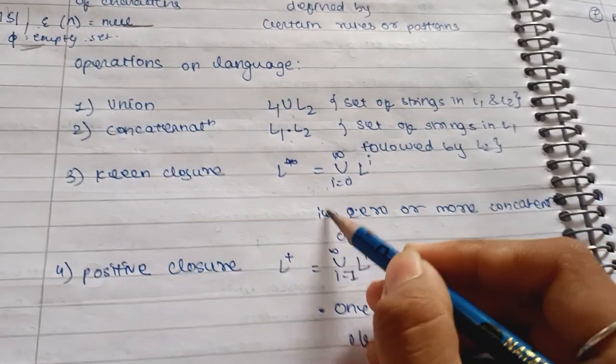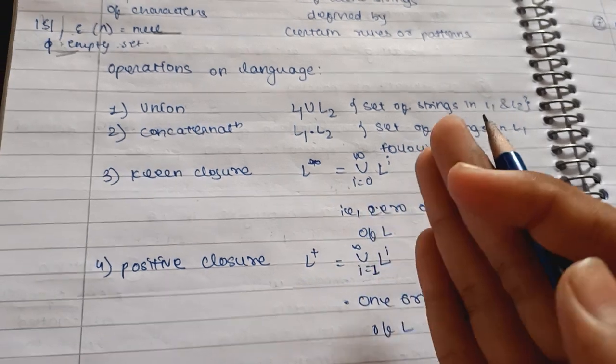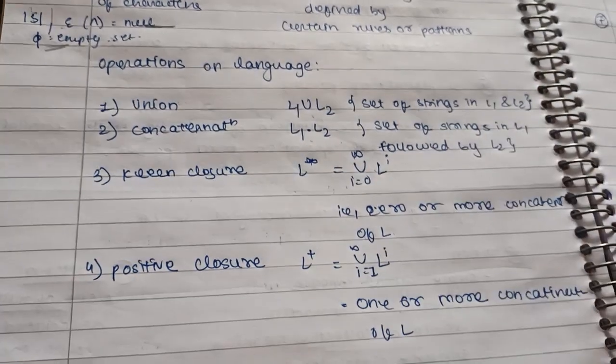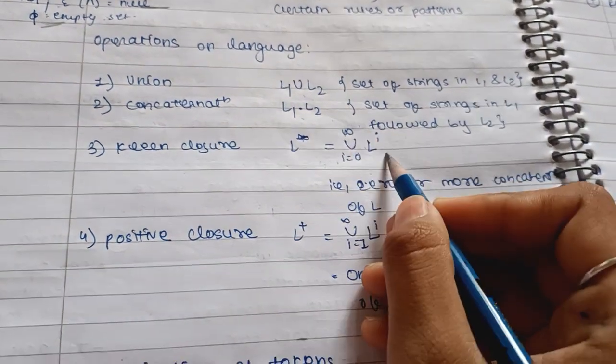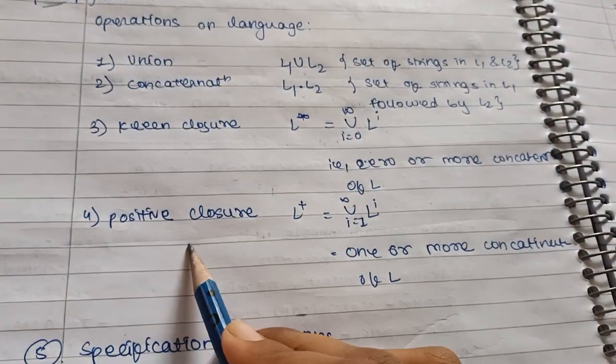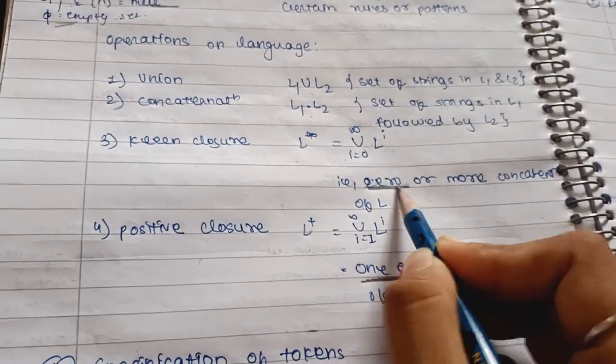Kleene closure, so L star, is nothing but the union of all the concatenations of the occurrences of L, that is 0 or more concatenations of L, from 0 to infinity, L raised to i. In the same way, positive closure is 1 or more concatenations of L, whereas Kleene closure is 0 or more concatenations of L.